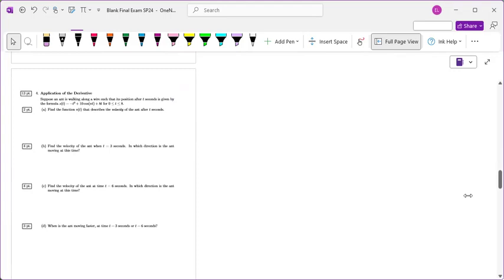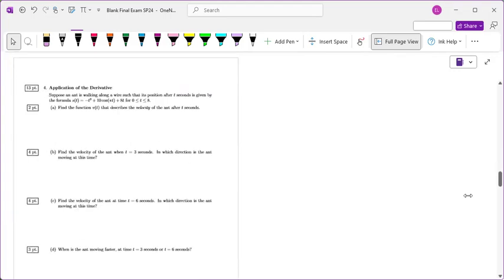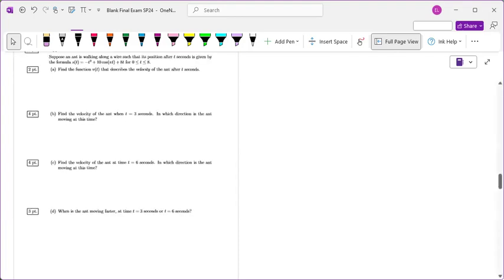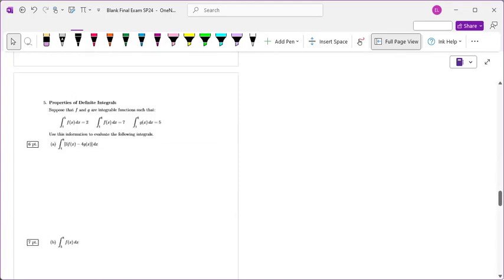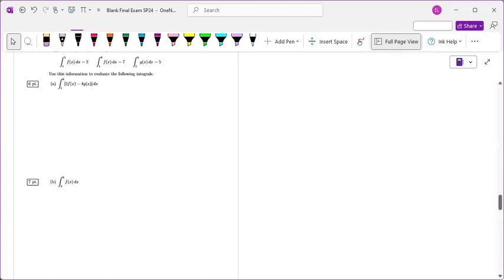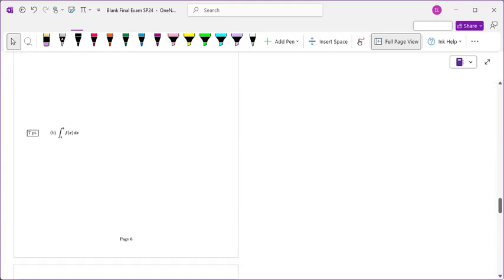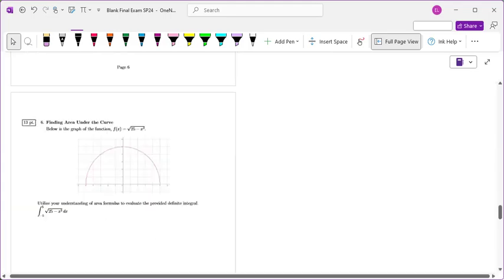So we've got an application of the derivative question here. Which we do still have. All right, we've got the properties of definite integrals where we've defined a couple of integrals for you. You've got to figure out how to work with all the extra numbers in here. Figure out how you can subtract them. You can also flip the bounds. But we did a couple of those on the homework. I'm wanting to make sure we at least talk about everything that's here.